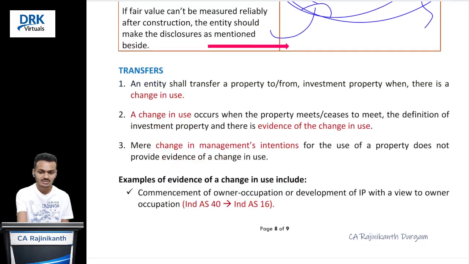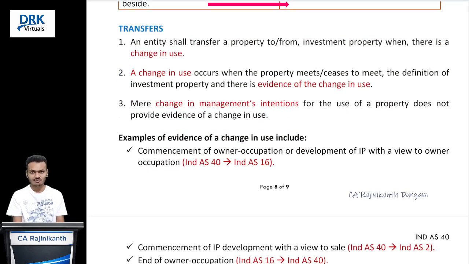And the next one is transfers. For suppose till now we have used that property as investment property, and now we are going to change. We are going to use it for business, or we are going to sell it in the ordinary course of business. Or till now we have used that property for our business, or it was held for sale in the ordinary course of business, and now we are going to use it as an investment property. In this case, how to deal? This is our discussion now.